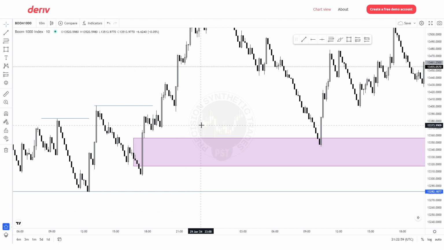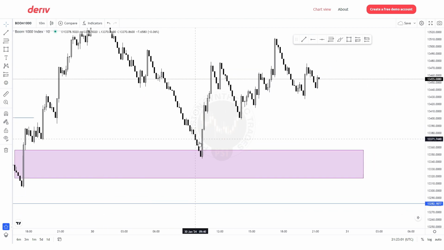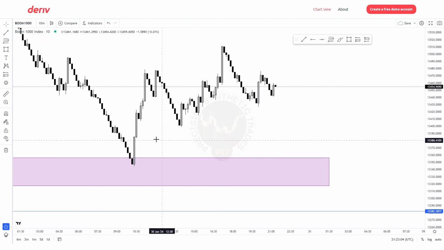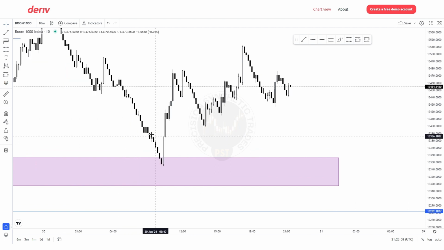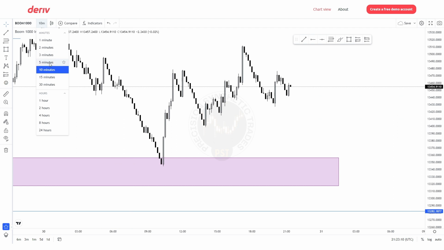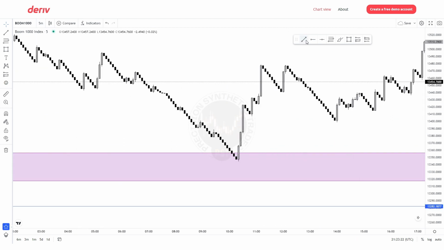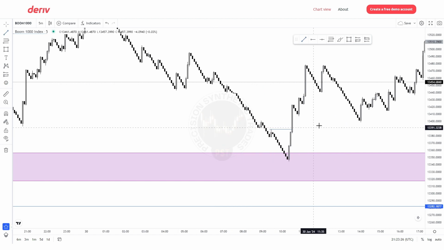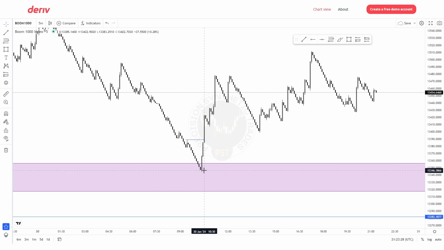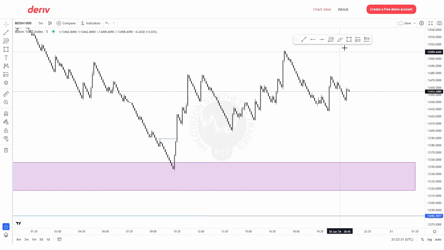Is there anything we can see? Let's quickly have a look. There was an opposite candle. Opposite candle. Let's try the 5 minutes. There we go. Here is a nice fractal high. As you can see, it's a fractal high. Alright. We made a big impulse move.